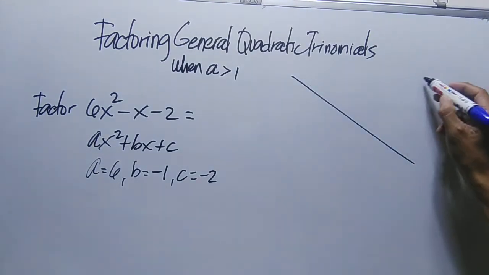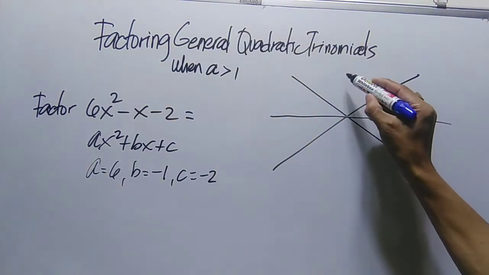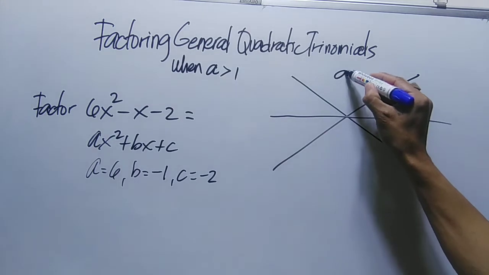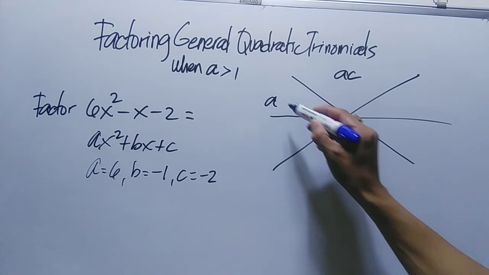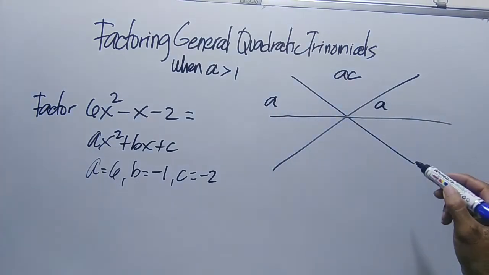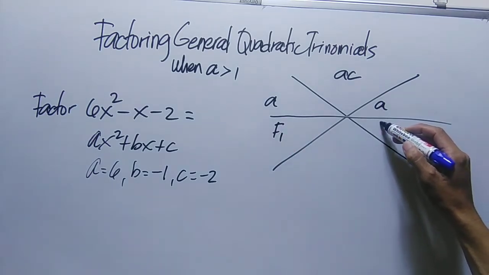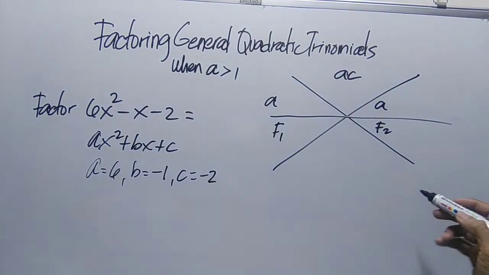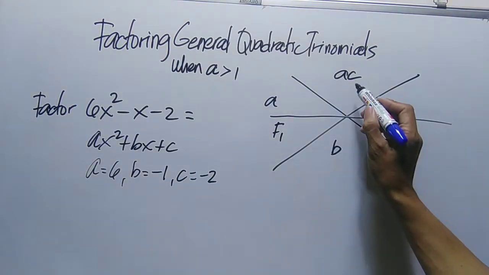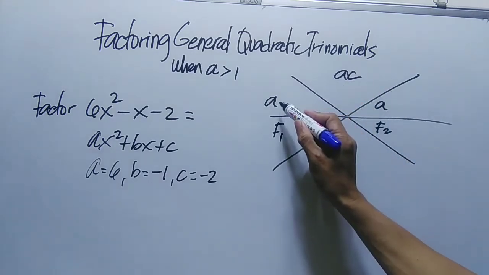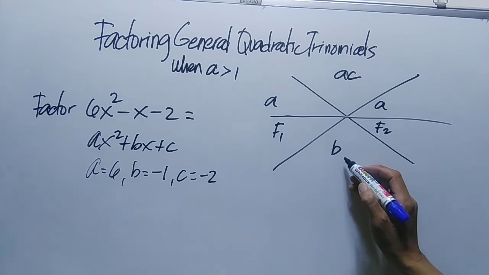Ito yung ituturo ko sa inyo ngayon. Si asterisk. Okay, yan. Itong part na to, ilagay natin ito yung product ng AC or A times C. Dito yung value ng A. Dito sa kabila, value ng A. Dito sa baba, ito yung first factor or factor 1. Ito rin ay second factor or factor 2. Yan dito yung value ng B. Kunin natin yung mga values nito: value ng AC or product ng AC, then value ng A at saka value ng B.